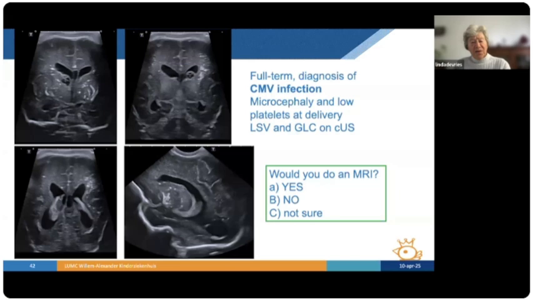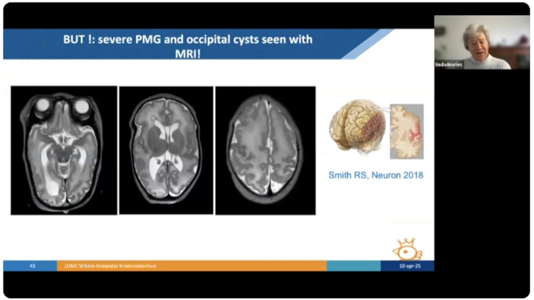Congenital infection. Here we see a child where the diagnosis was made of congenital CMV infection. The baby was microcephalic, had low platelets, and we see the typical ultrasound abnormalities with the lenticulostriate vasculopathy and also other areas of calcification and some mild ventricular dilatation. Now, when I'm giving a live talk, then I usually ask the audience, would you do an MRI? And well, many of them say no, because now we've got a diagnosis. So why would you like to do an MRI as well? It's unnecessary, but in fact, it's really important.